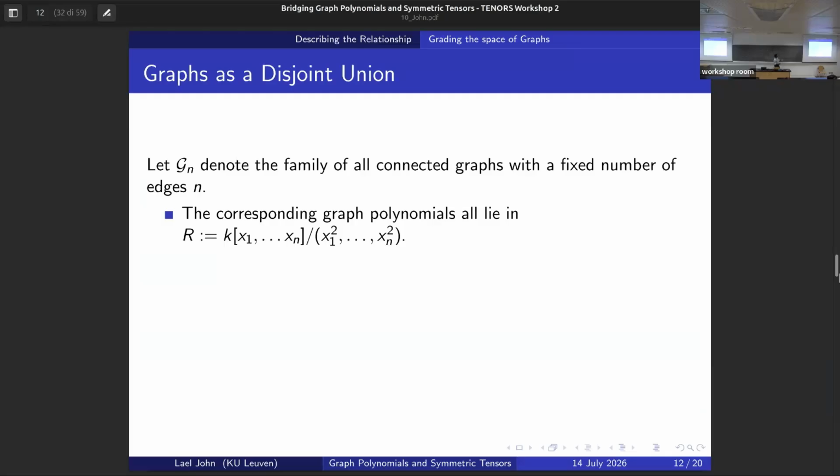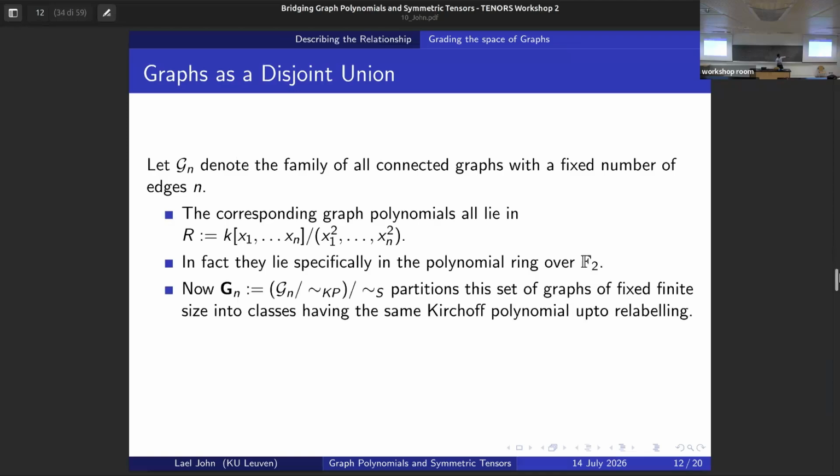Could I get a grading on graphs? If I take Gn to be the family of all connected graphs with fixed size n, a fixed number of edges, then my corresponding graph polynomials, as I've said before, lie in this quotient ring. In particular, I'm going to consider this ring over the finite field of only two elements, so only 0 and only 1. This makes addition easier for me.